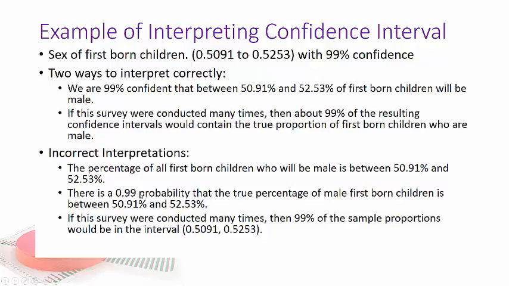If I said there's a 0.99 probability that the true percentage of male firstborn children is between, the problem I have here is I'm implying this can move, and we don't want to imply that. If this survey were conducted many times, then 99% of the sample proportions would be in this interval. No, this interval was created for one sample, all right? We can say 99% of the time, our sample will create a confidence interval that contains the true proportion, but we can't say 99% of our proportions will be in the interval.